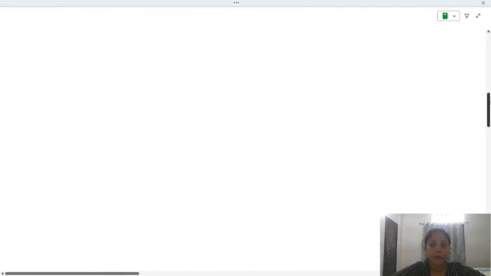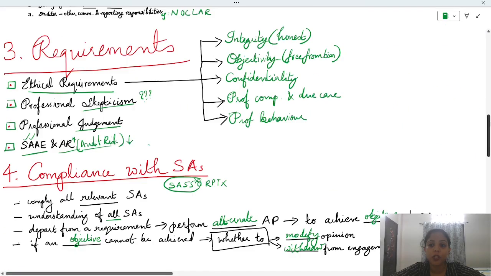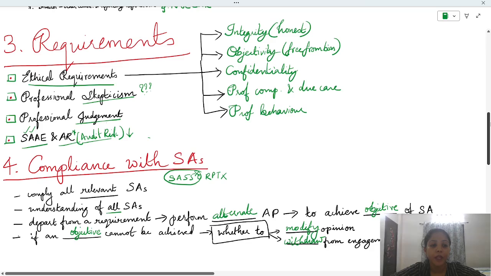Now regarding the requirements. What are the requirements? Ethical requirements, professional skepticism, professional judgment, sufficient appropriate audit evidence and audit risk. Regarding ethical requirements, the auditor shall comply with all ethical requirements: integrity, objectivity, confidentiality, professional competence and due care, then professional behavior. And the auditor has to obtain sufficient appropriate audit evidence. He should maintain professional skepticism and professional judgment at all times, and the audit risk shall be reduced to an acceptably low level.